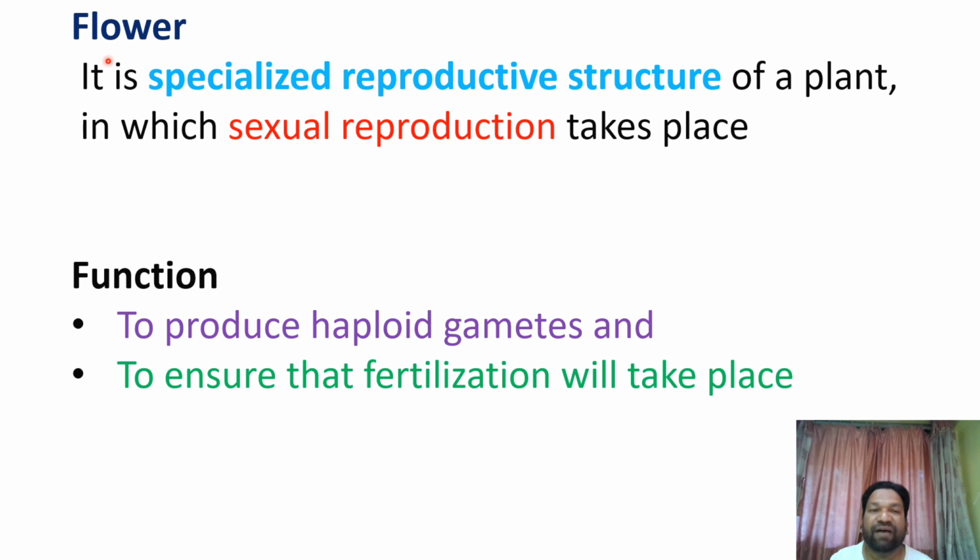Flower. The flower is a specialized reproductive structure of a plant in which sexual reproduction takes place. The function of a flower is to produce haploid gametes and to ensure that fertilization will take place.